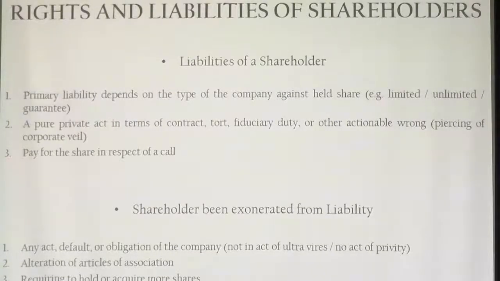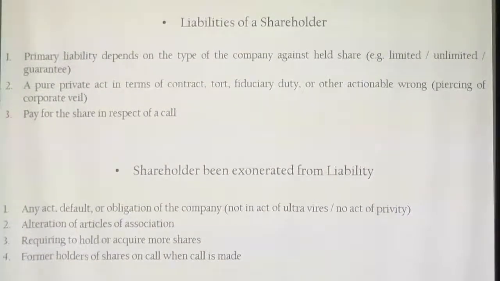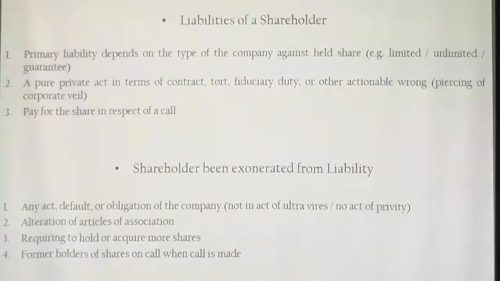Then alteration of articles of association. If the articles have been altered, then in that case the shareholder will not become liable for that, because it is the company that finally takes that decision in the annual general meeting. Requiring to hold or acquire more shares. In a minority buyout, if certain shares have been passed to a shareholder, so he is holding the shares of the company, for which he may not be liable. He should be exonerated.